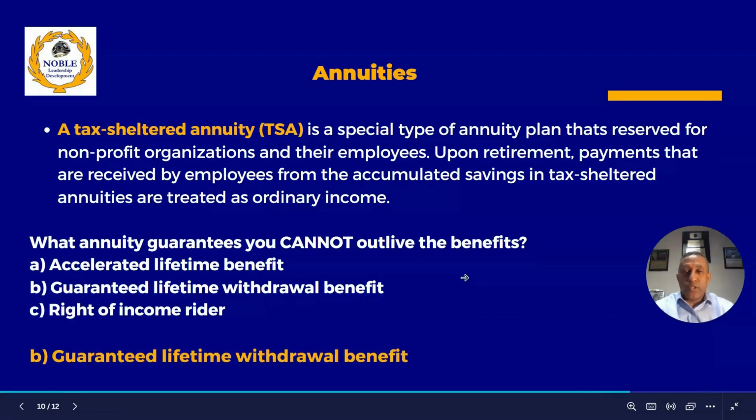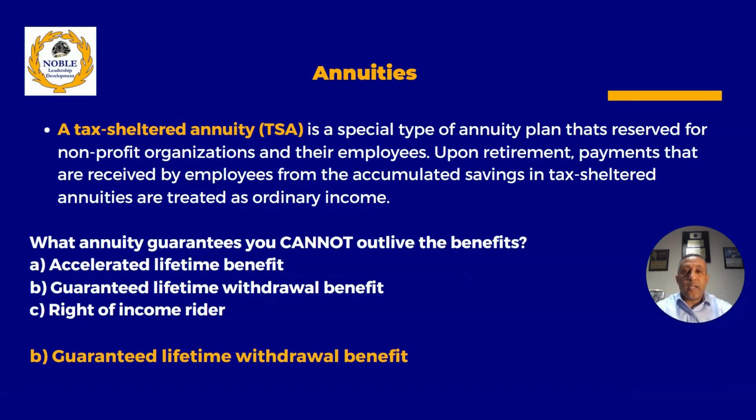So a tax sheltered annuity is a special type of annuity plan that is reserved for non-profit organizations and their employees upon retirement. Payments that are received by the employee from accumulated savings in a tax sheltered annuity are treated as ordinary income. Everything in an annuity is treated as ordinary income for tax reasons, right?